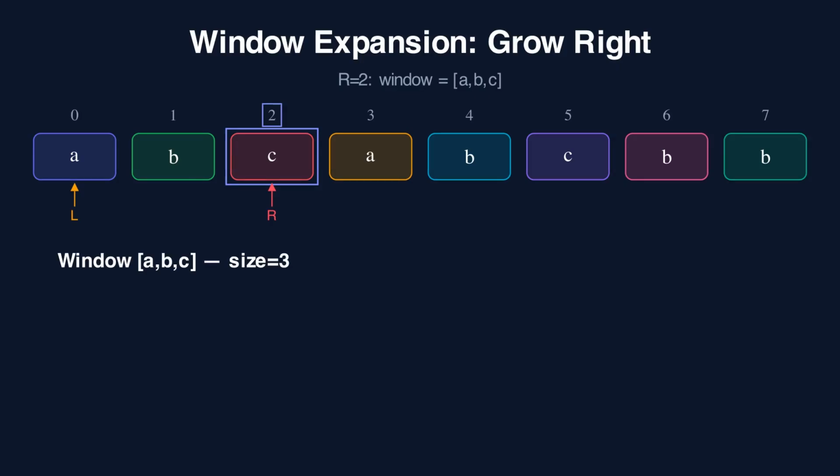When trying to add the next A, we detect a repeat. So, we shrink from the left. The window becomes BCA. Again, we expand and shrink as B repeats, showing the dynamic nature of the window.